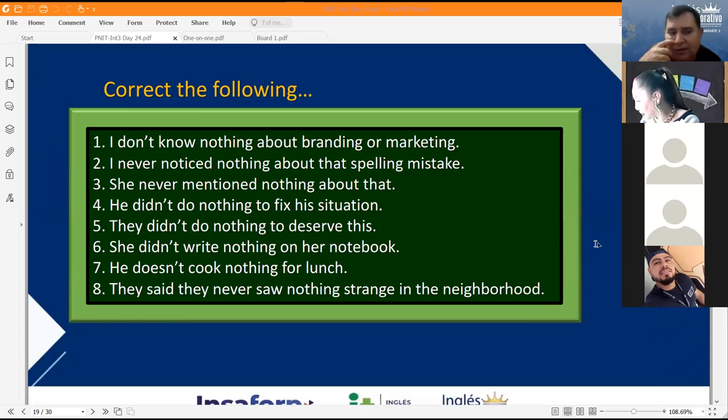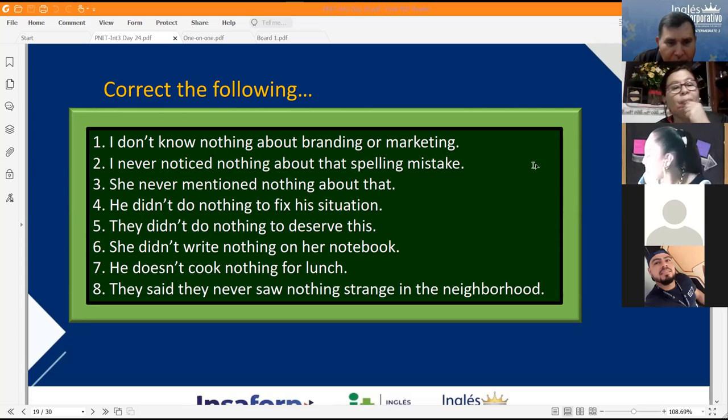Now we're going to correct this sentence to begin. I don't know nothing about branding or marketing. What's the correct form? I don't know anything about branding or marketing. In number two, I never noticed nothing about that spelling mistake. The correct form is, I never noticed anything about that spelling mistake.